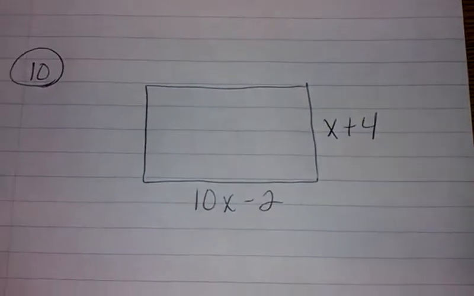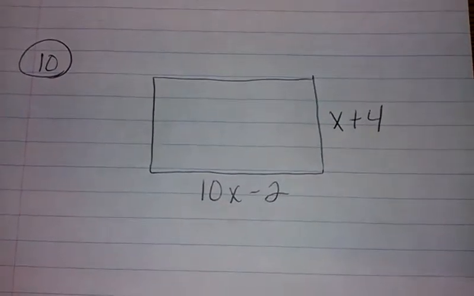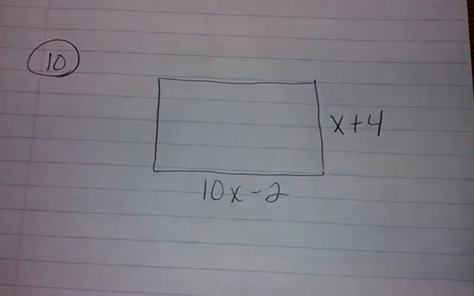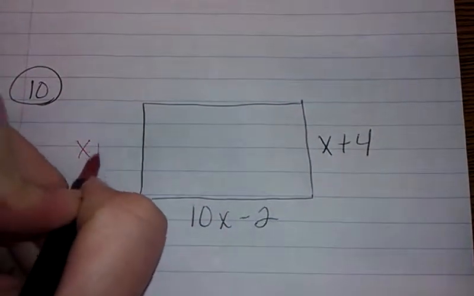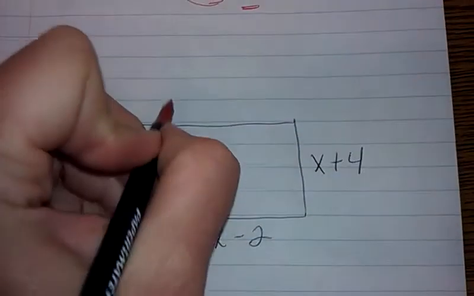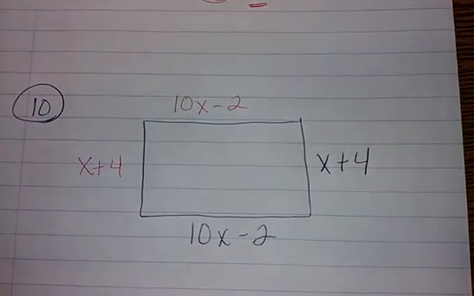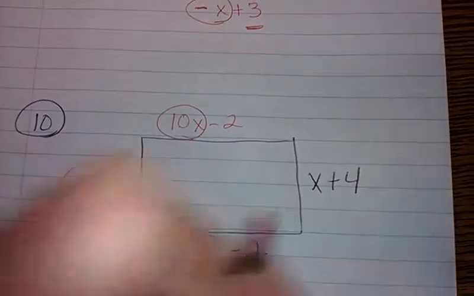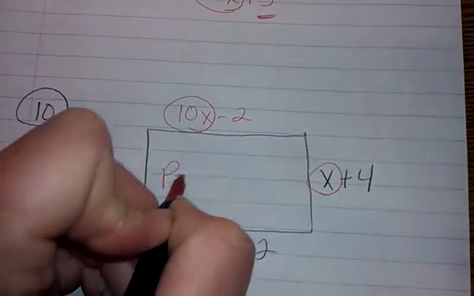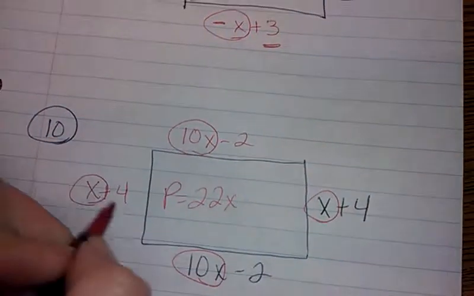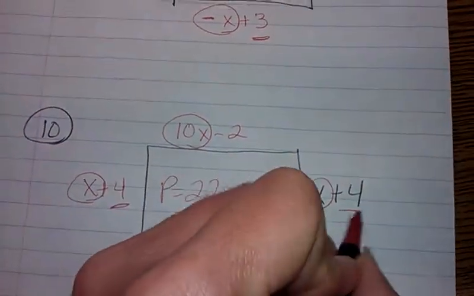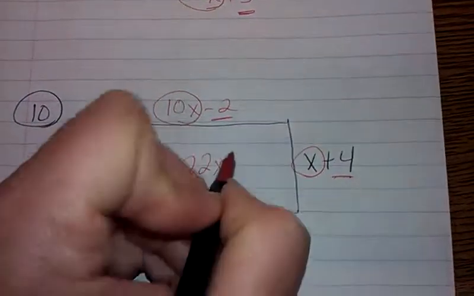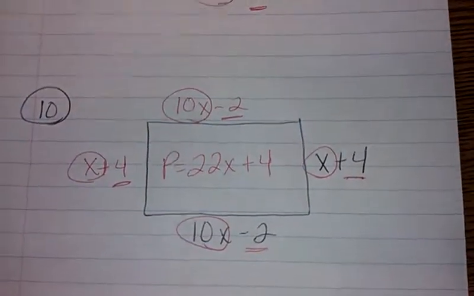Number 10. Find this perimeter, press pause, and see how you do. This is x plus 4, 10x minus 2. I will add my x's up. That's 20, 21, 22x. 4 plus 4 is 8, minus 2 is 6, minus 2 is 4. And there's your perimeter.